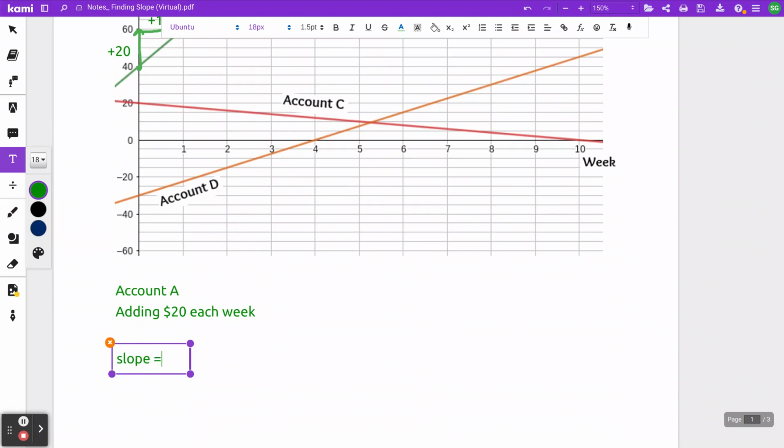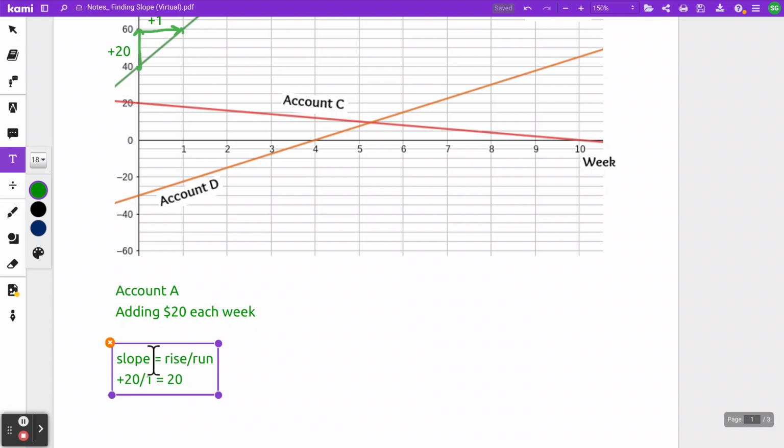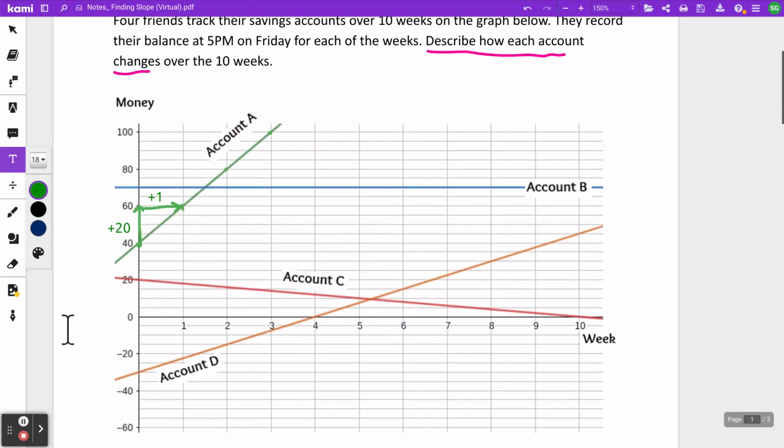We are calculating slope. Remember, slope is all about rise over run. So here I'm noticing it went up $20 after 1 week, and 20 divided by 1 gives me that 20. For each of these lines, this is going to be our goal, to figure out slope, because slope is going to tell me how that account is changing. Now there's one final thing I want to say, and then we can use the rest of these as practice.